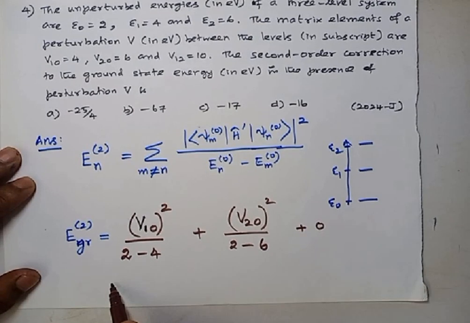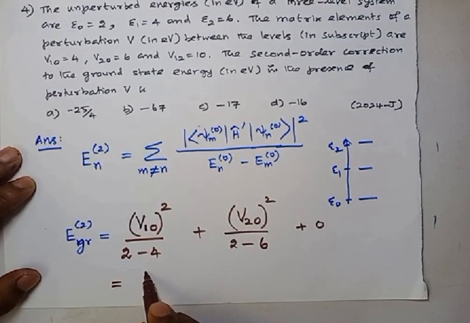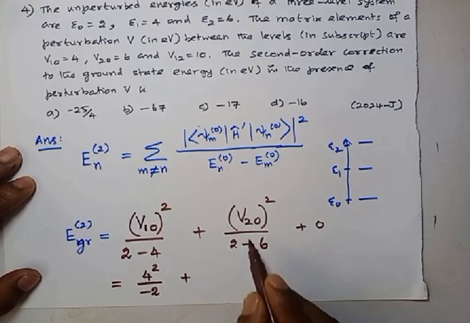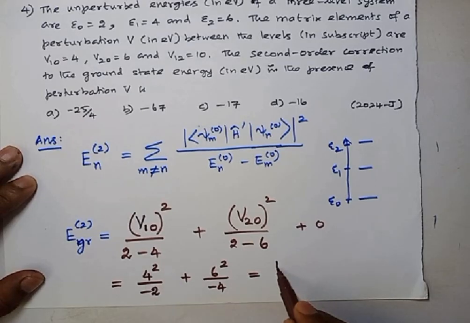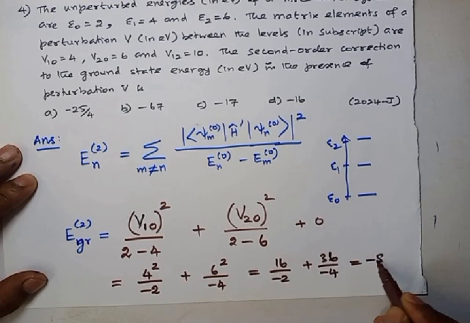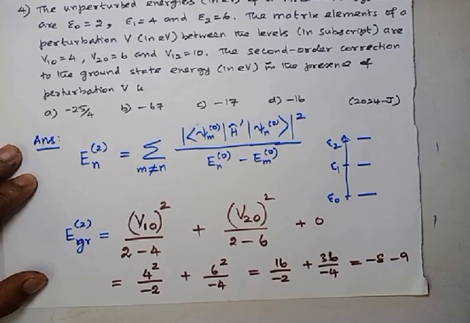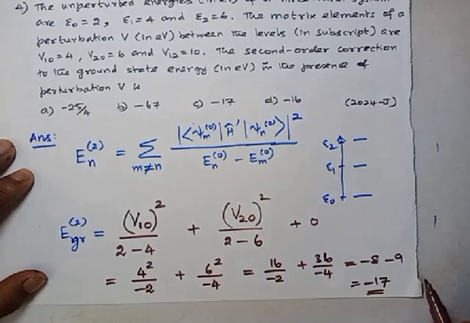Now what's the value of V10? The V10 matrix element value is given already. So 4 square, let me write once, 4 square by 2 minus 4, which is minus 2, plus V20 is 6, so 6 square by 2 minus 6, which is minus 4. So what we get is 4 square is 16 by minus 2, plus 6 square is 36 by minus 4. If I cancel this, I'll get minus 8 here and here I'll get minus 9, right? So minus 8 minus 9 gives me minus 17. Minus 17 electron volt. Yes, the correct option for this question is option C.